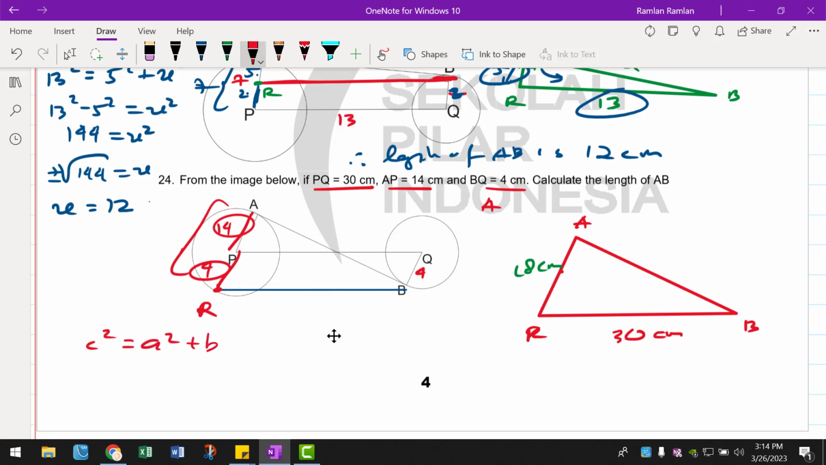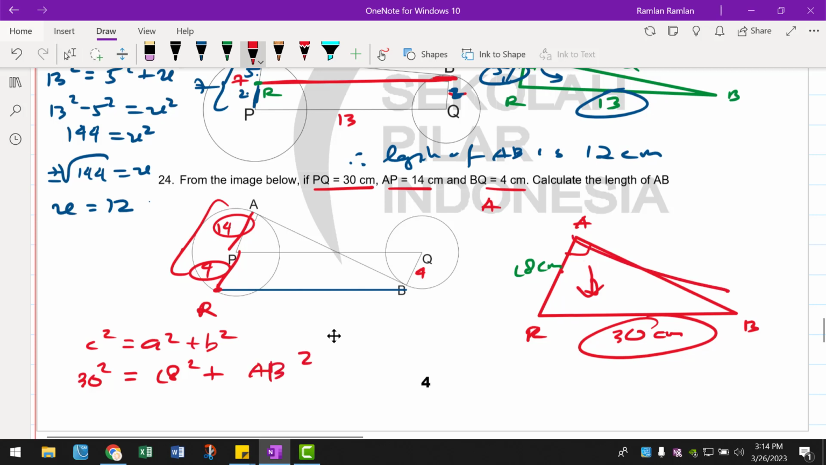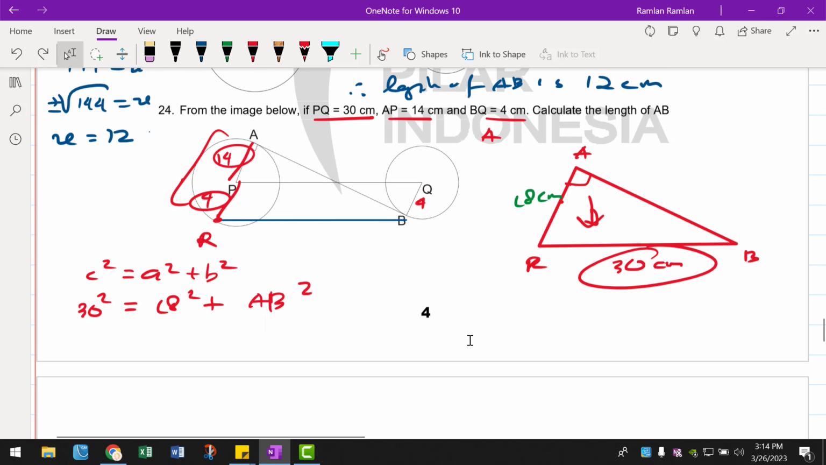Which means that again we can use the Pythagoras formula: c squared equals a squared plus b squared, and the c is going to be this 30 because that's in front of the 90-degree angle. So that'll be 30 squared equals, let's say a is 18, and then b is that AB line, squared. We don't know this one here. That's the AB squared.